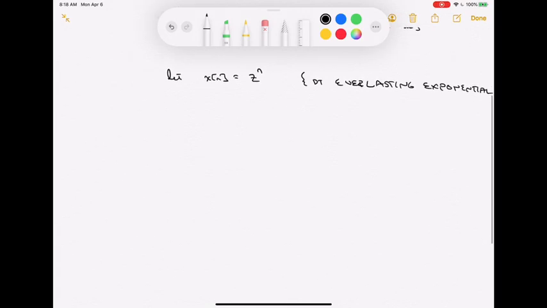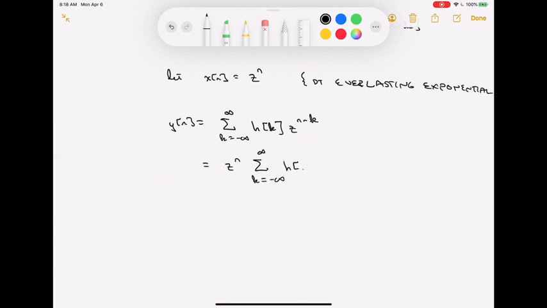When I plug that in, I get my output y[n] as a summation, k equals minus infinity to infinity, of the impulse response h[k], and then putting in x as z to the n, we get z to the n minus k. This can be simplified a bit. I can pull the z to the n term out front, since it's not a function of the summation variable k, and I still have h[k] z to the minus k.